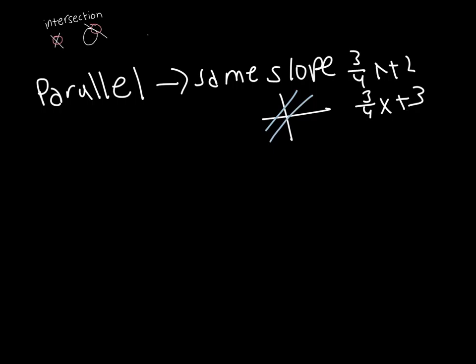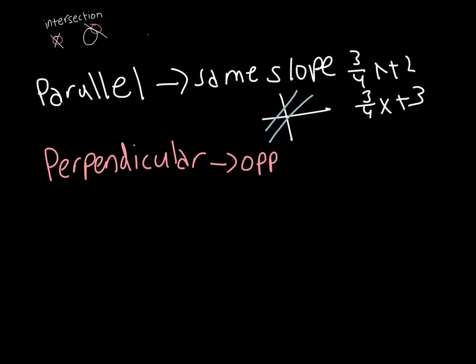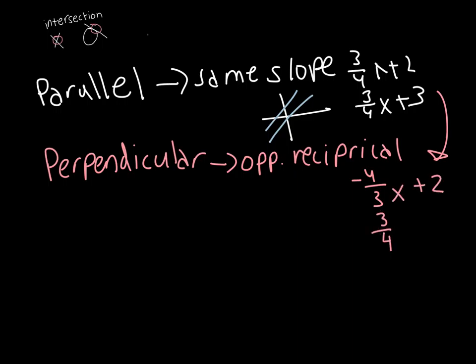So then there's the next one, which is perpendicular. In this case, they have opposite reciprocal slopes, meaning, using this example, they have -4/3 x plus 2 and 3/4 x plus 3. And what it will look like is something like this, where they have a 90-degree angle right in here.